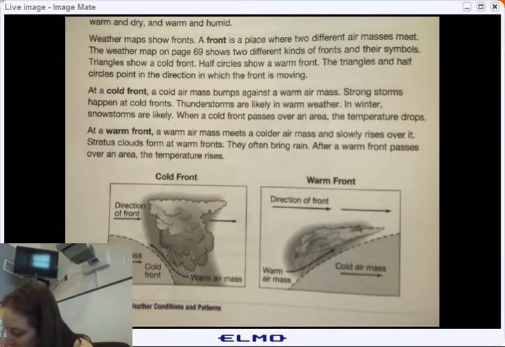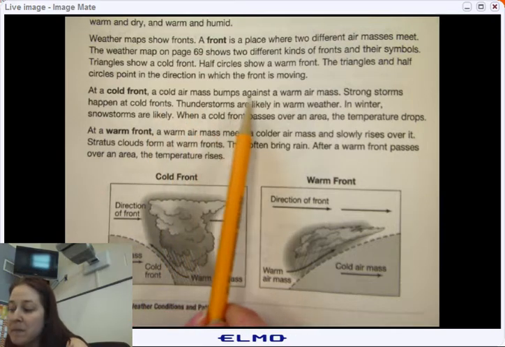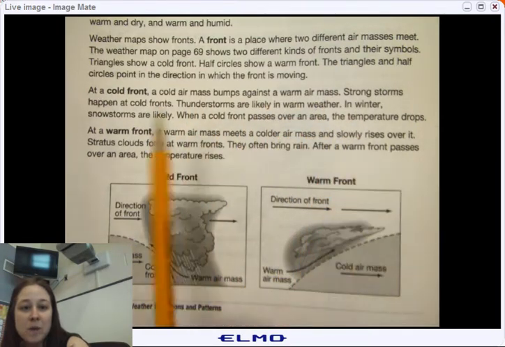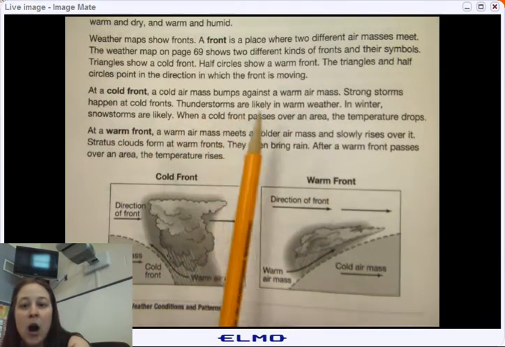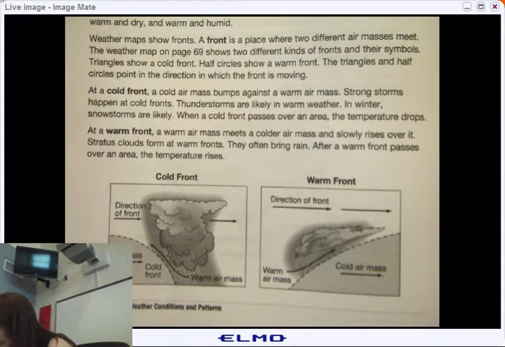Okay, so looking at this, it says cold fronts occur when a cold air mass bumps against a warm air mass, forming blank thunderstorms. So, a cold front is when a cold air mass bumps against a warm air mass. Strong storms happen at cold fronts. Thunderstorms are likely in warm weather. So it says cold fronts occur when cold air bumps against a warm air mass, forming blank thunderstorms or snowstorms.